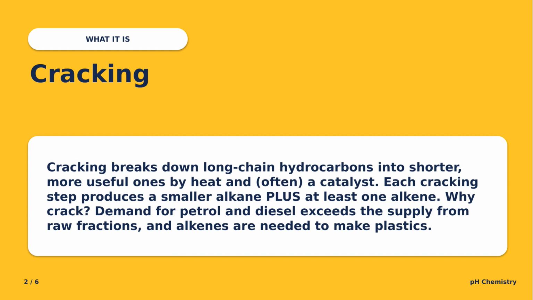Cracking breaks down long-chain hydrocarbons into shorter, more useful ones by heat and often a catalyst. Each cracking step produces a smaller alkane plus at least one alkene. Why crack? Well, demand for petrol and diesel exceeds the supply from raw fractions, and alkenes are needed to make plastics.